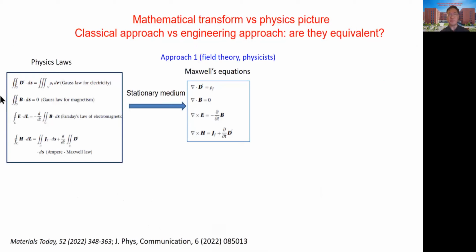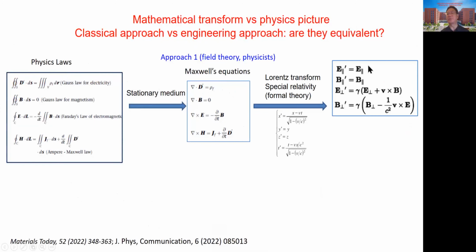Okay. So is this a conventional approach? Has it been accepted in the community? If you are theoretical physicists, they have a different approach. They use the integral form of the four physics laws under the stationary medium assumption to derive the differential equations here. They use the Lorentz transformation to get the moving medium case. That's what they do. But this only works well for constant velocity. If you have an acceleration, a changing trajectory, it cannot be easily applied. So therefore, this is the case they utilize.